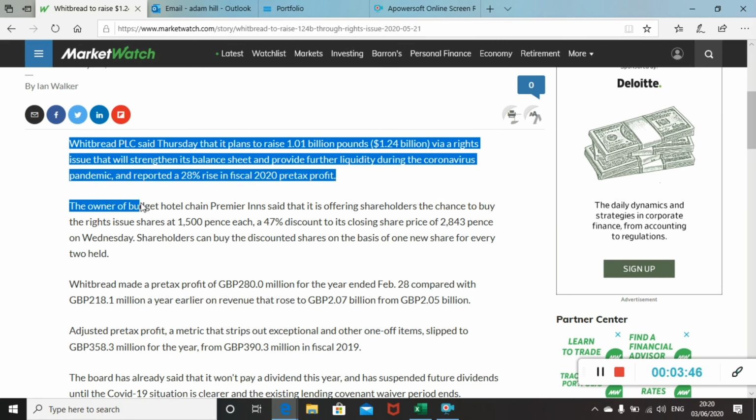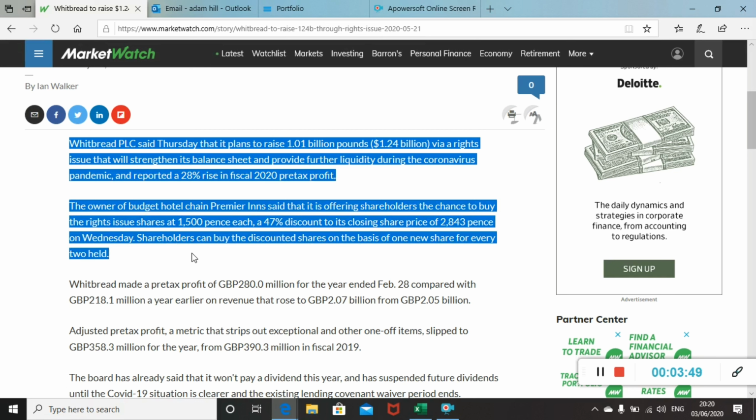So in the case of Whitbread, you can see here the area that I've highlighted. They announced that they want to raise over £1 billion from existing shareholders. They said that for every two shares that you own, you have the opportunity to buy one more, but at a heavily discounted price. The market value of one Whitbread share is £28.50, but under the rights issue, I can buy them at £15 each, which just looks like an unbelievable deal. Why wouldn't you just buy the additional shares at 15 and then sell them straight away afterwards at £28.50 and make a huge profit from it?